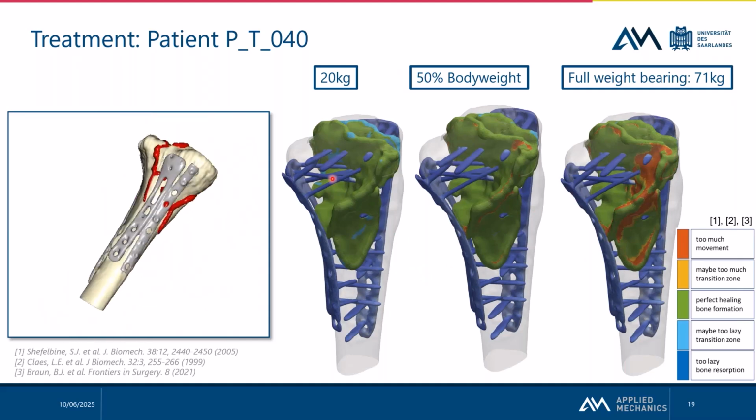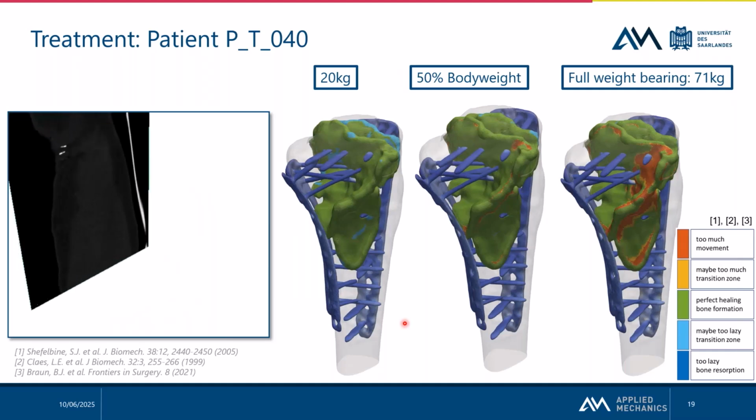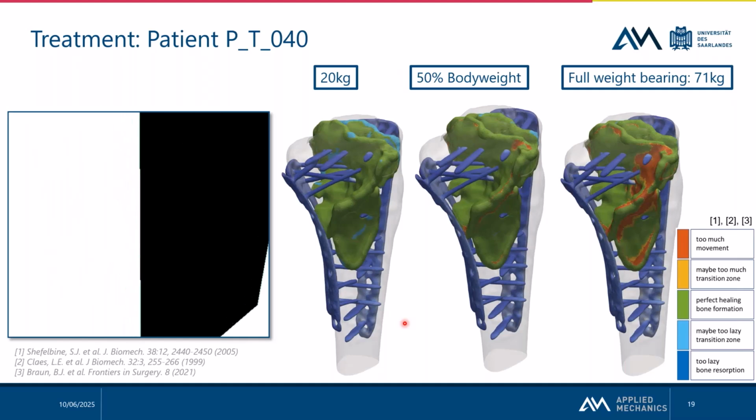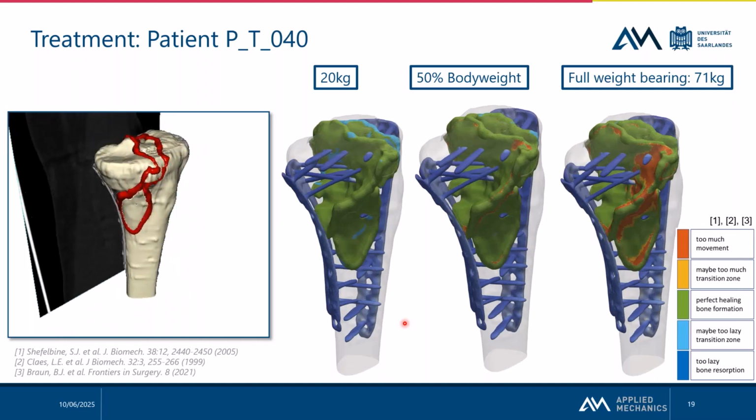So if you choose from the dynamic phase of the fracture, if you go later on with another kind of material properties in a further healing phase, then the full weight bearing has another influence, obviously.